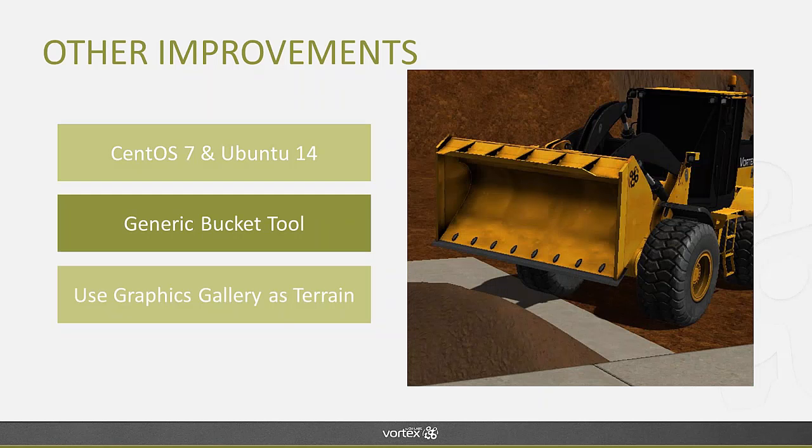We've also added a new generic bucket tool. In previous releases of Vortex, when you're creating an earth-moving bucket, you had to use a bucket that was shaped like an excavator's, which made it hard to create buckets for something like a wheel loader, because the size of the bucket is definitely not the same. It's not the same shape, it's not the same width.